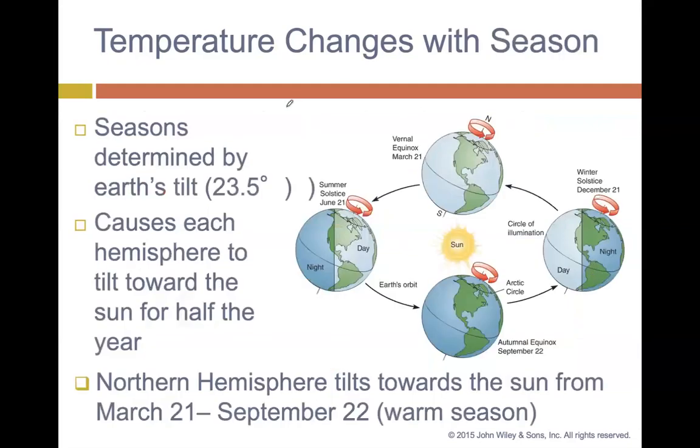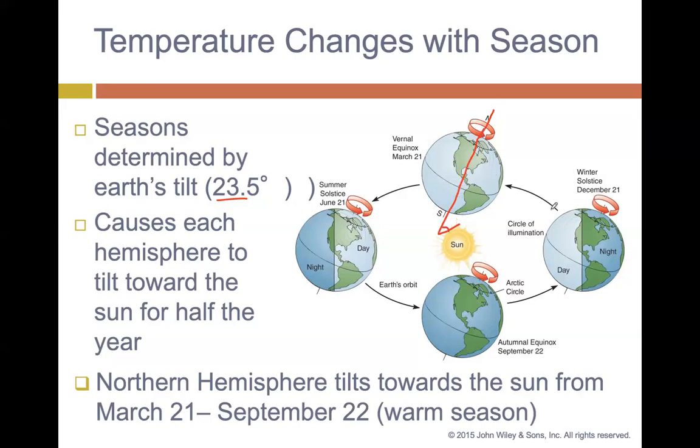The seasons. So temperature changes with the seasons. The seasons are determined by the Earth's tilt. So the Earth's tilt is at about 23.5 degrees. So you can see here, I'm just going to draw an axis through the globe, through the North and the South Pole. And you can see how it's tilted at about 23.5 degrees.